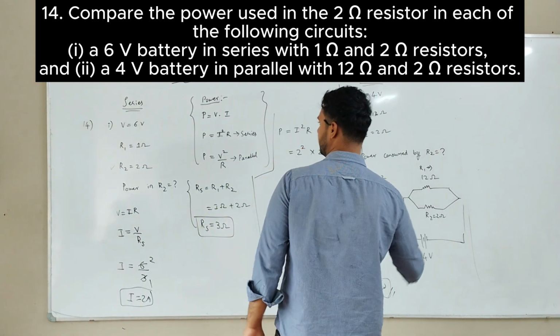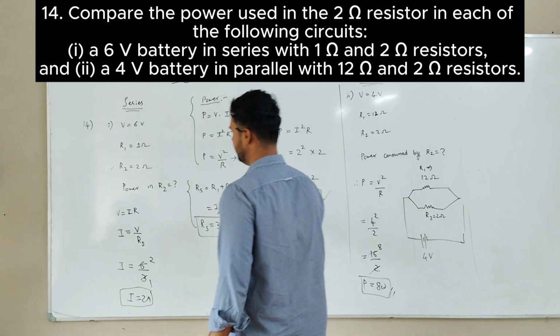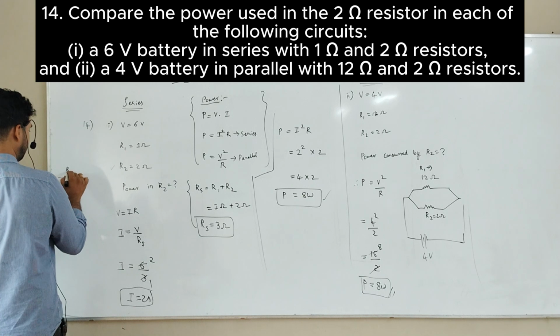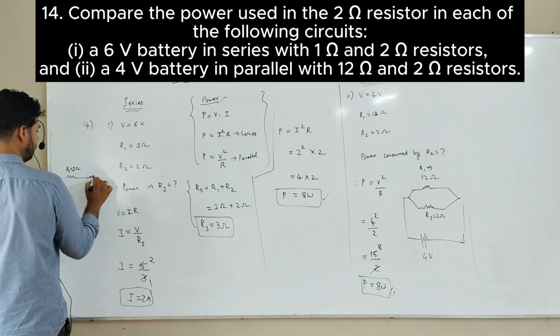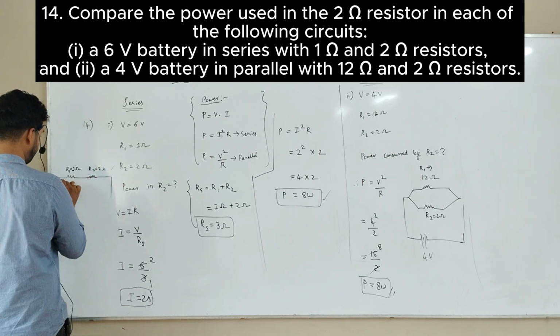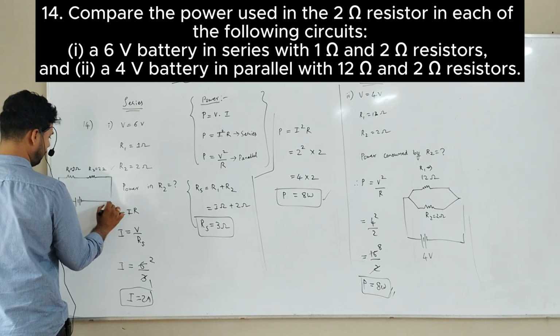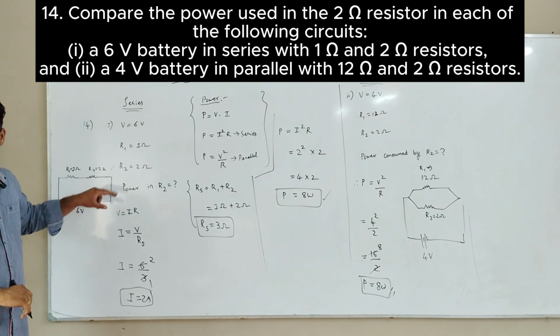You can see it, think it like this. This is my R1, 1 ohm. This is R2, 2 ohm. And this is our voltage. Voltage 6 volt. This type is series.